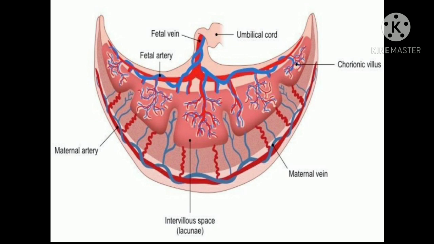The maternal artery on the left side means the arteries of the mother, whereas on the lower part you can see the intervillous space, the lacuna. The space in between them is called the intervillous space. Coming to the right side of the slide, you can see the maternal vein, the blue portion on the downward side. This is the vein of the mother. Coming to the uppermost part, the chorionic villus. This is the structure of the placenta. I hope you got it.